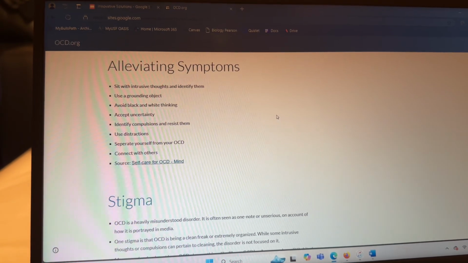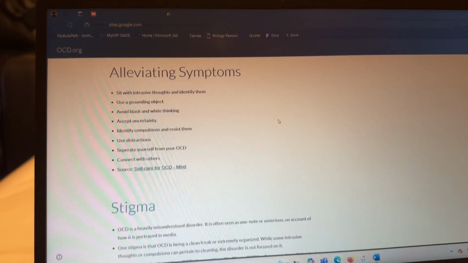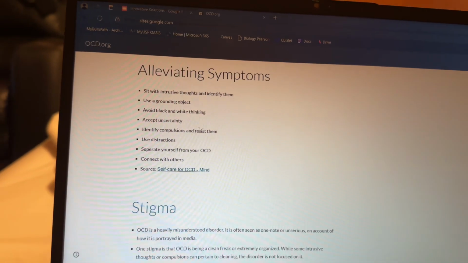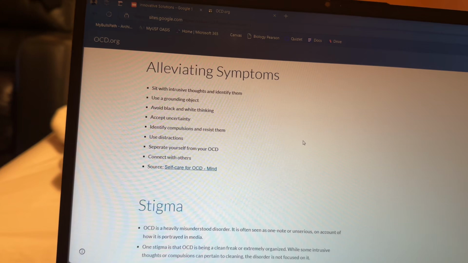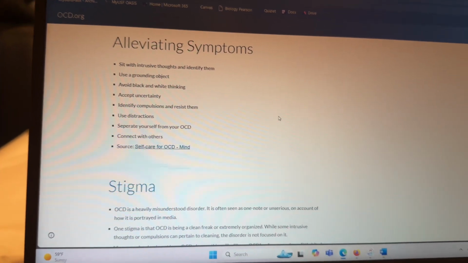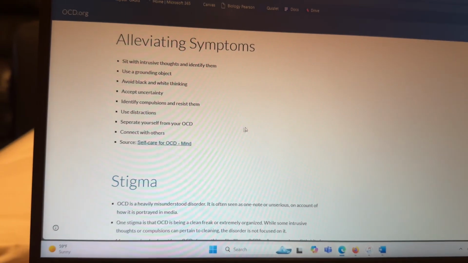They also have a compulsion. So if they do a certain thing, then they won't be a bad person anymore. Then accept uncertainty. This comes along with the black and white thinking. So if they just are doing something and they just can't think it, just accept that it's not always an either or situation.